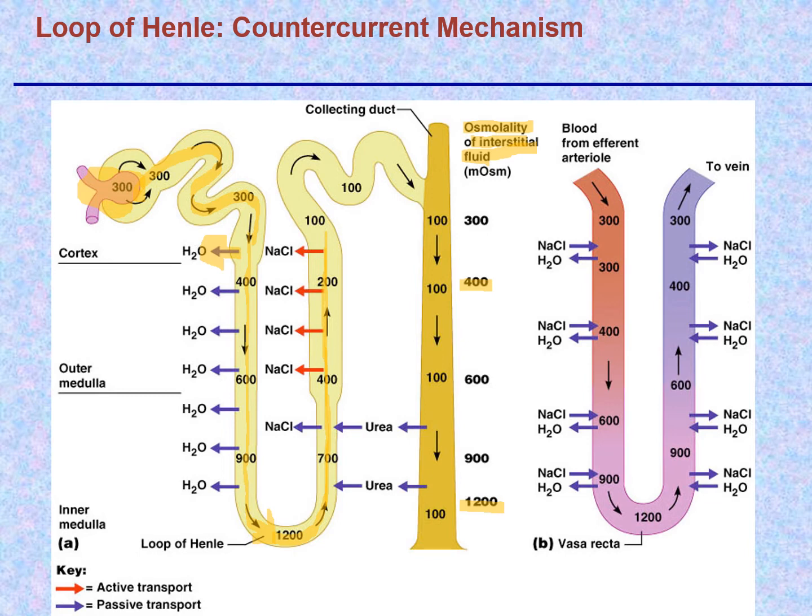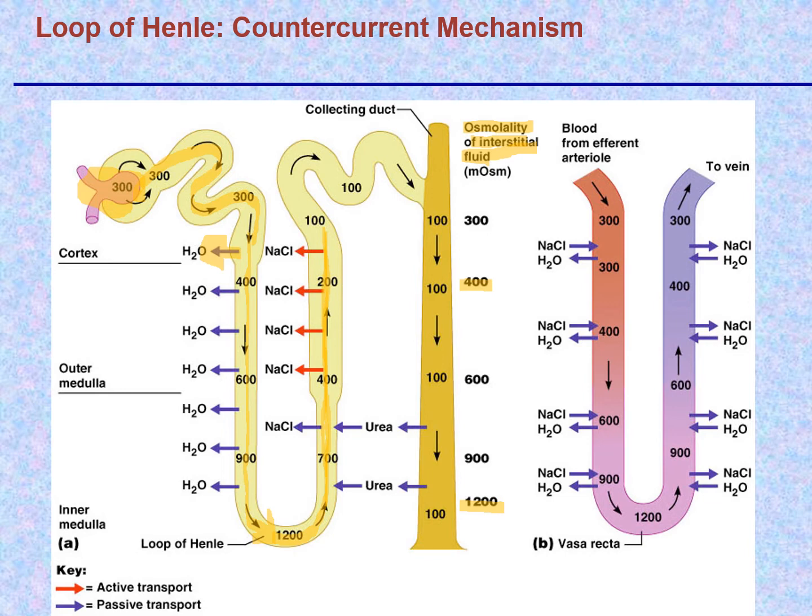And so the end effect is that you get a fluid which has had water pulled out and then sodium chloride pulled out, but the urea, which is the major nitrogen containing toxic waste product that needs to be eliminated from the body, remains in this fluid. So it's a way of concentrating the filtrate so that the urea gets concentrated in it. It's a way of not losing.